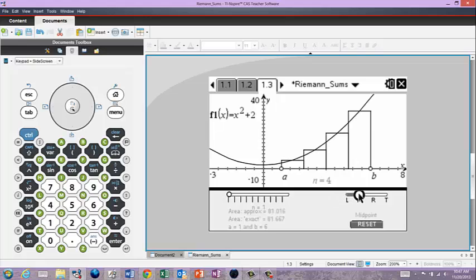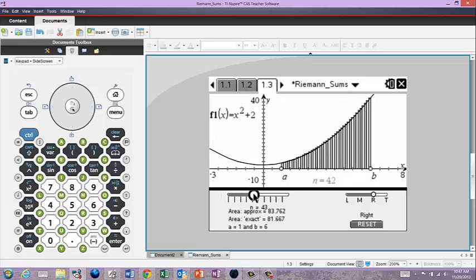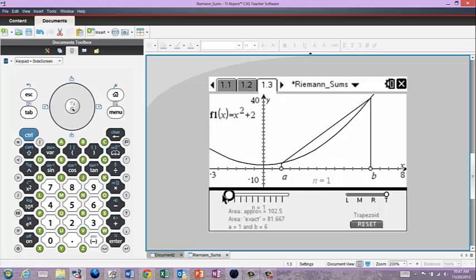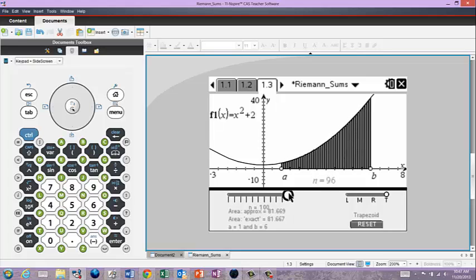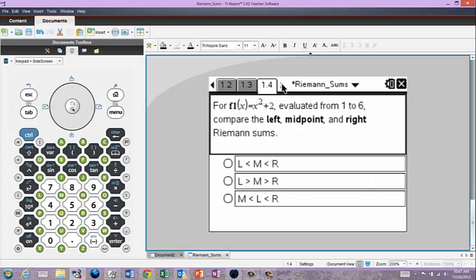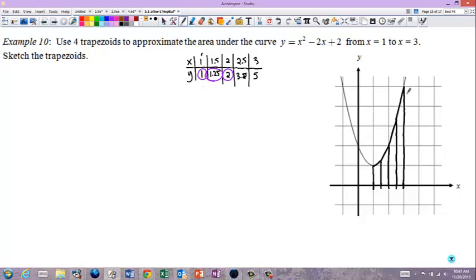Okay, what about midpoint rectangles? See what happens as I get more and more? Okay, right rectangles. Right rectangles is an over-approximation. It's always going to be just a little bit more, but still getting a pretty good approximation there. And then trapezoids is going to be the best, because even with four rectangles, that's excellent. Now, if you have one rectangle, it's going to be over. Two, three. It pretty much nails it. What else is on here? Oh yeah, we did that. Okay, that was all. So the trapezoid is a very good approximation.